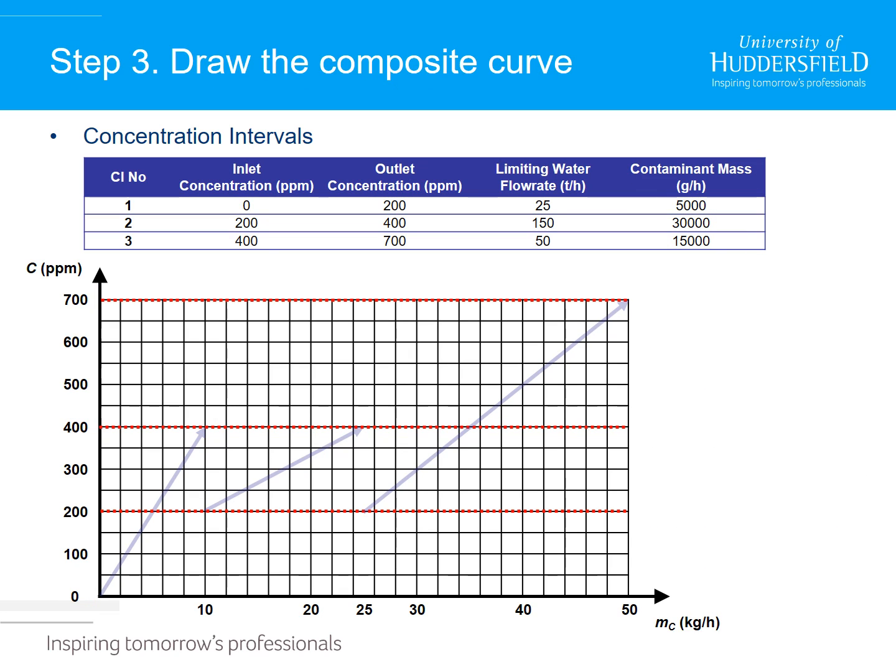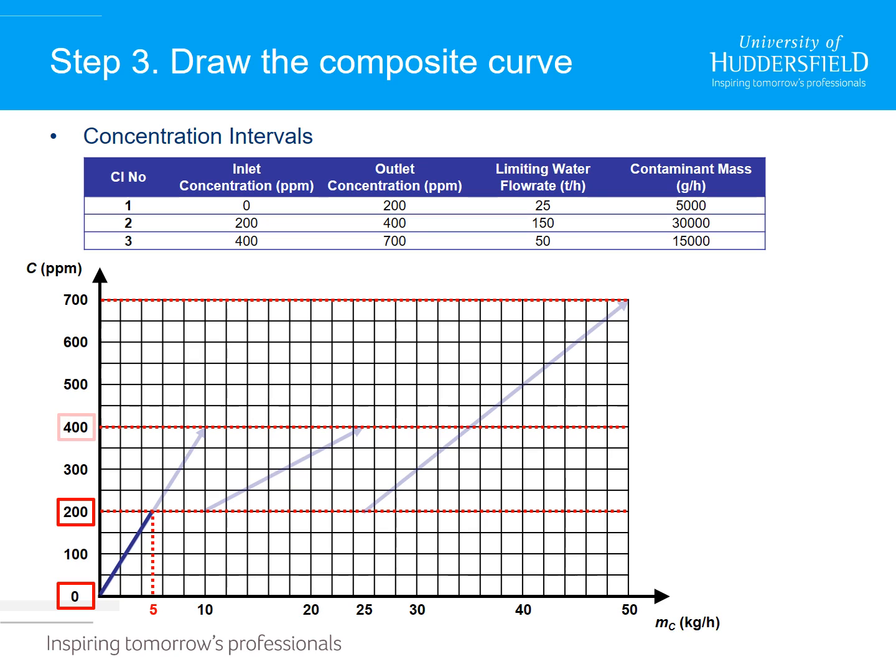The next step is to draw the composite curve for this system, using the values for the concentration intervals in a similar way as we have drawn the limiting water profiles. More specifically, for concentration interval number 1, the inlet concentration is 0 ppm and the outlet concentration is 200 ppm, with a contaminant mass load of 5 kilos per hour. By using these values as coordinates, we can draw the first part of the composite curve.